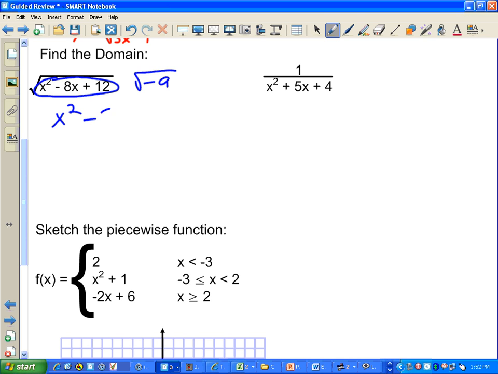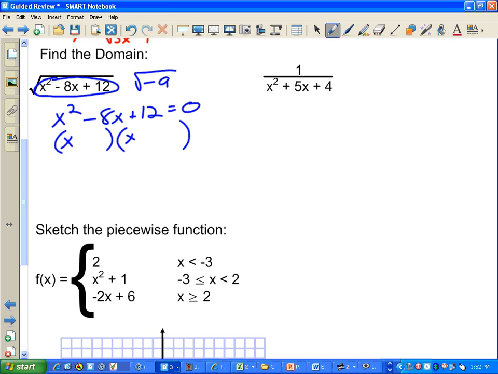So when does this thing equal 0? Well, to solve this, I can't move the 12 over and try to do something like that. This is a quadratic, so you can either factor it or use your quadratic equation. This one will factor.